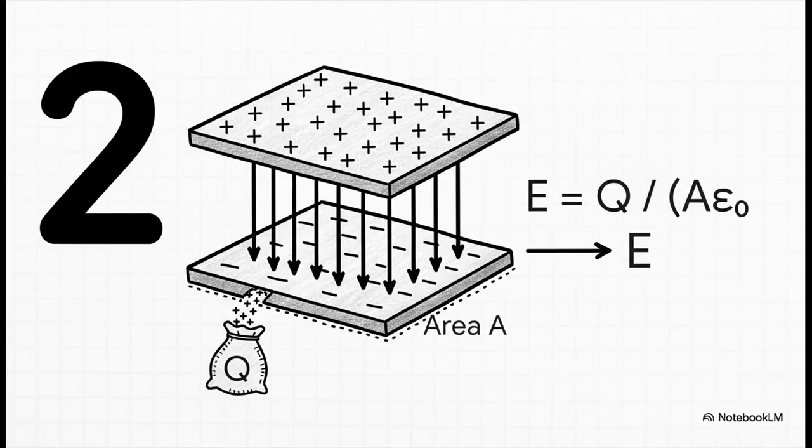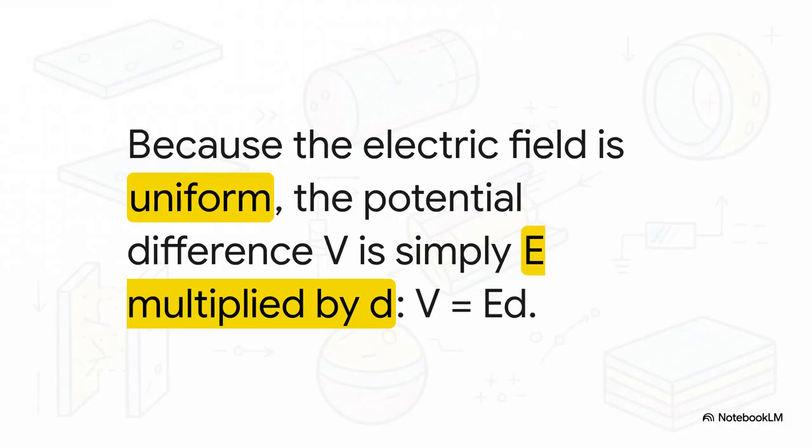Step 2, let's find that electric field. Now, for big plates that are close together, the field between them is basically uniform, pointing straight from the positive plate to the negative one. Its strength is just the surface charge density, sigma, divided by epsilon naught. And remember, epsilon naught is just that fundamental constant that tells us how electric fields propagate in a vacuum. Since sigma is just charge per area, Q over A, the electric field is simply Q divided by A times epsilon naught.